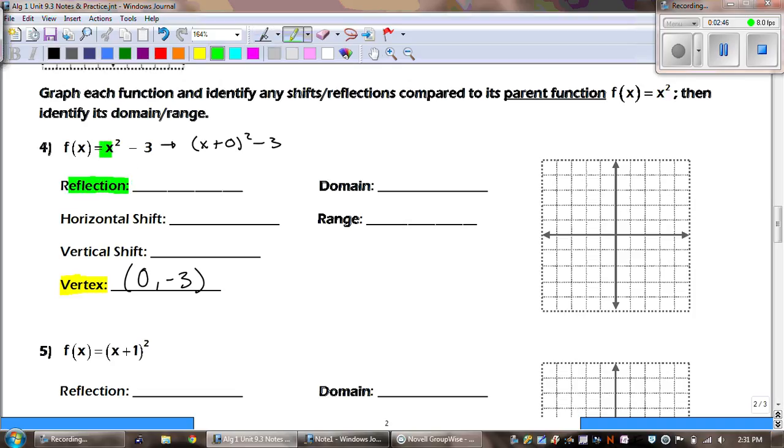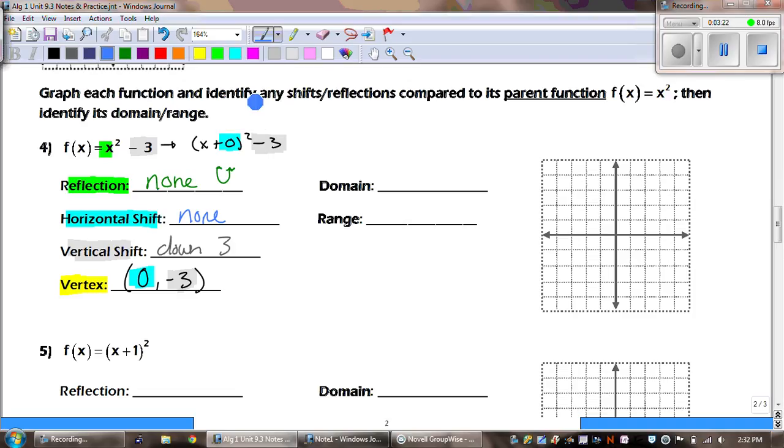Okay, so is there a reflection? None. Okay, there's no reflection. It's going to open up. All right, horizontal shift from left to right. Remember, that's what that 0 tells us. Okay, in the vertex, is there a horizontal shift? Nope. And then the last thing is the vertical shift. We can either look at it in the equation or we can tell from the vertex. And from the vertex, either one, it's telling us it's negative, that we have to go down 3.